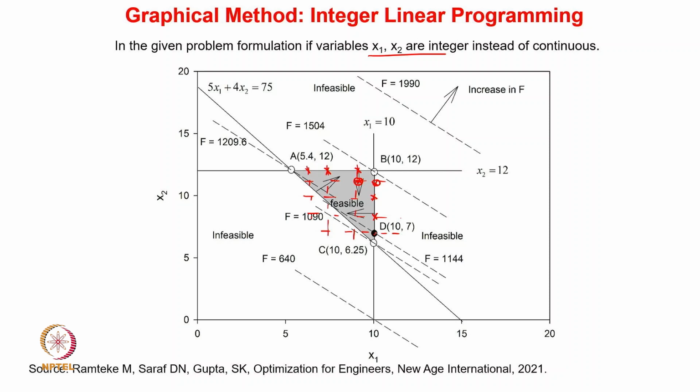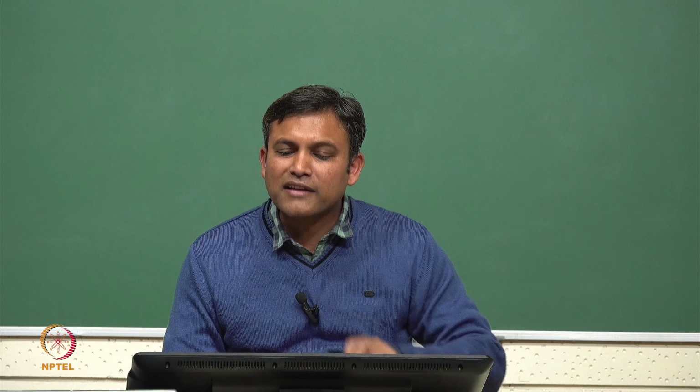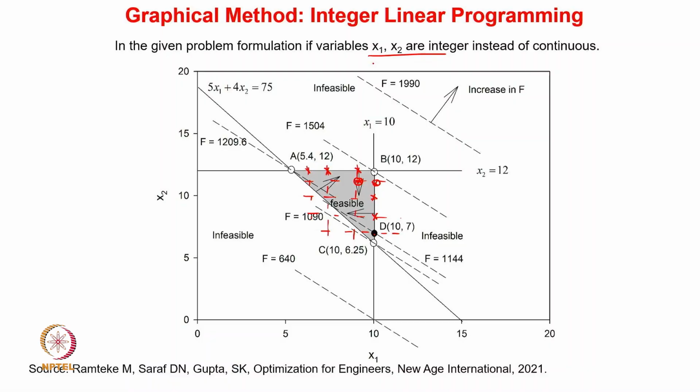In integer programming, you have to search a large number of solutions which satisfy the integer requirement, and the number of these solutions increases exponentially when the size of the problem increases, and therefore integer linear programming becomes exponential time complex. So unlike linear programming, where you are only selecting the corner points, in integer linear programming you have to see all the solutions which satisfy this integer requirement, and the number of such solutions increases exponentially with the size of the problem, and therefore integer linear programming becomes exponential time complex.